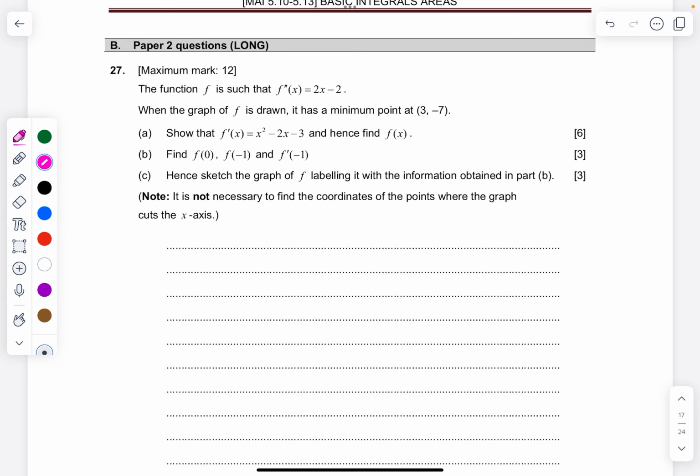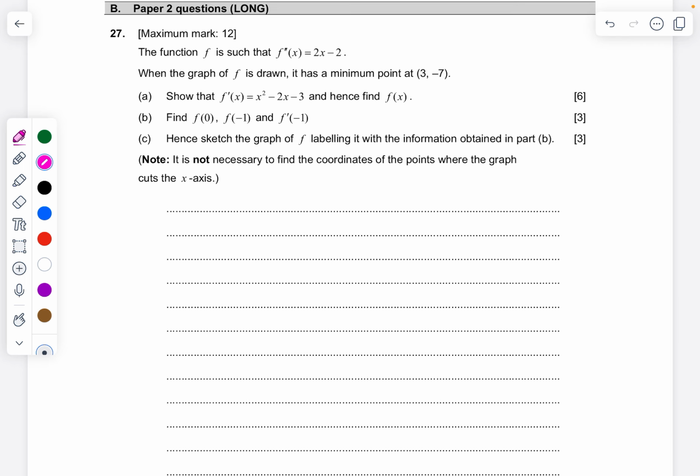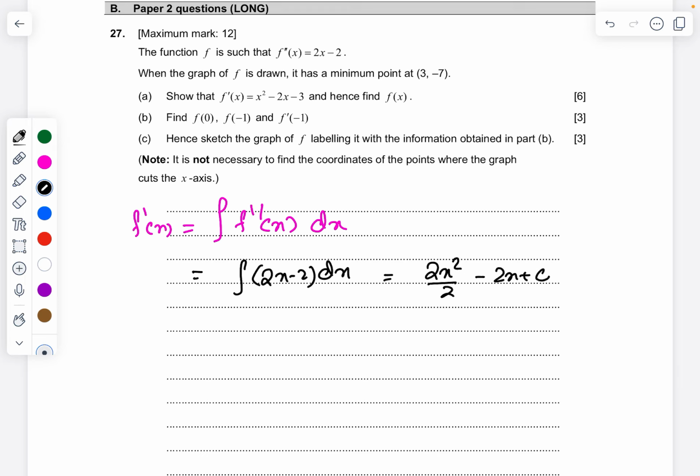Now coming to question number 27. A function is given as such, show that f prime x equals this. So whenever I do the integration of f double prime x, I will get f prime x. Integration of the second derivative will give me the first derivative. So integral of 2x minus 2 dx, which is going to be 2x square upon 2 minus 2x plus c, which is x square minus 2x plus c.